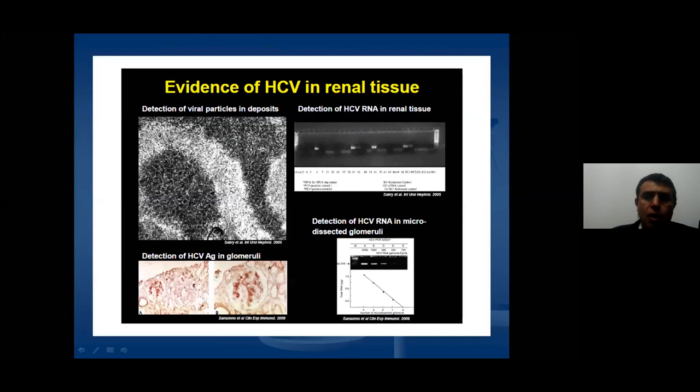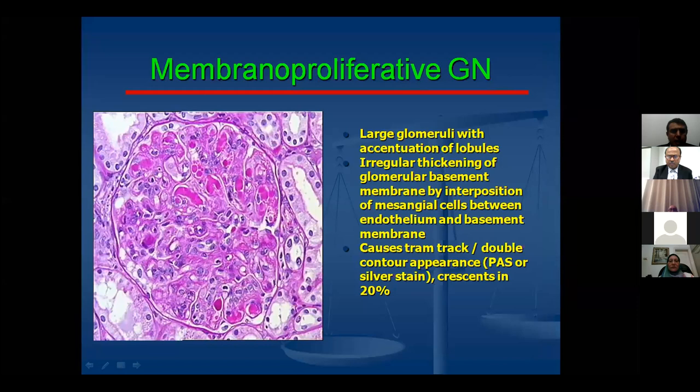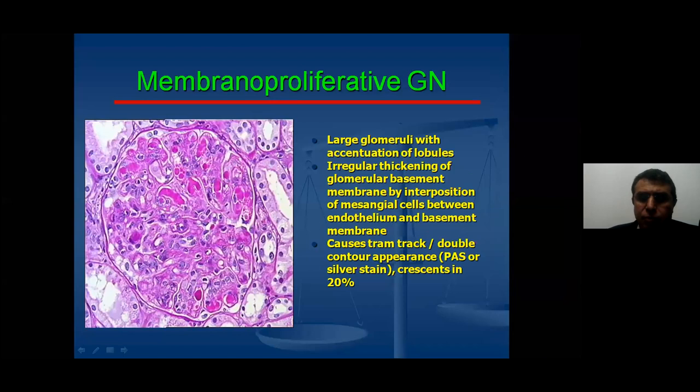What is our evidence that hepatitis C virus is responsible in this situation with this urinary affection? They have found the deposition of the virus itself inside the renal tissues. And it can cause several processes and several GN. It can produce membrane-proliferative GN in this situation, such as tram track or double contour appearance.